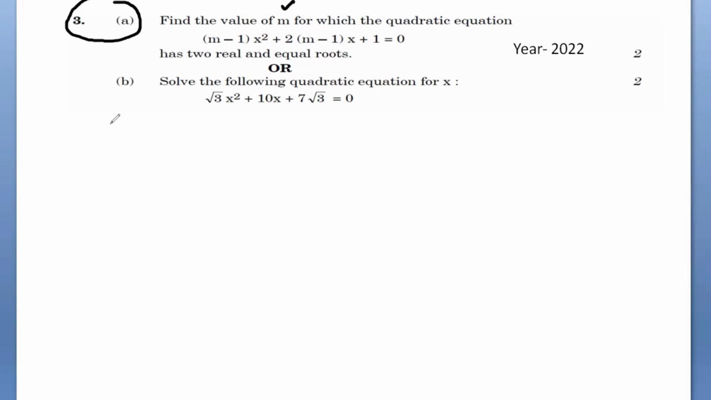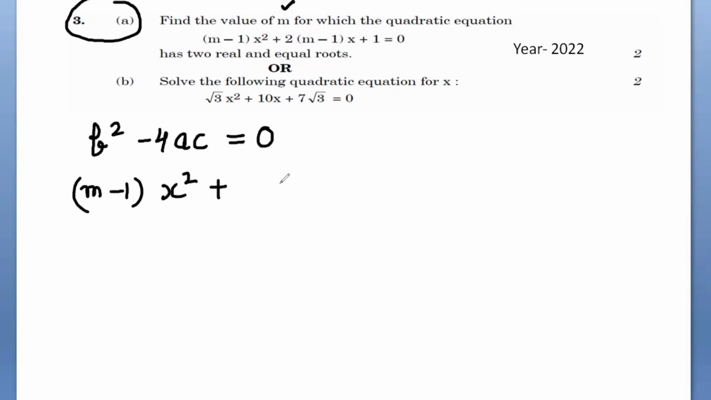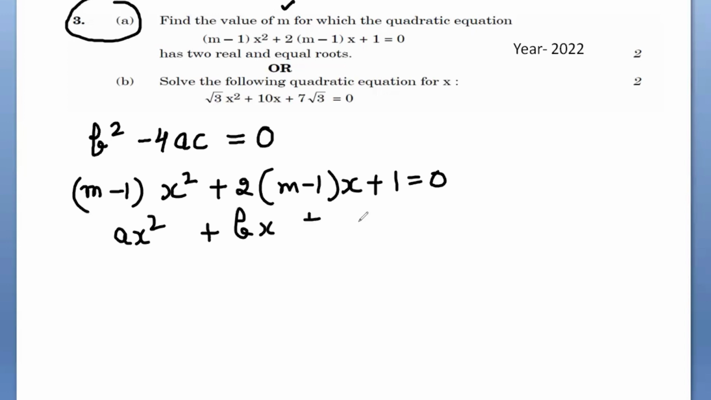So we already know that for any equation having equal and real roots, the condition is b square minus 4ac is equal to 0. Absolutely right, you remember it. So now we first have to compare this equation with the general quadratic equation, which is ax square plus bx plus c is equal to 0. So we'll write this down and then we'll compare.